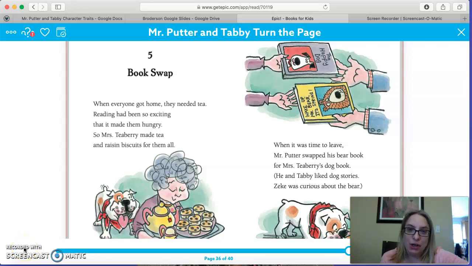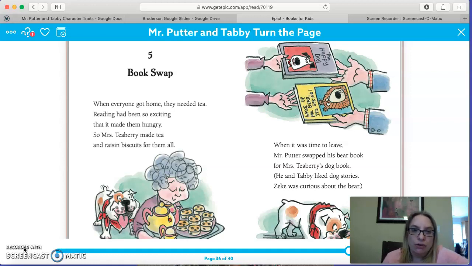Happy Friday, second grade. Today we are going to finish Mr. Putter and Tabby Turn the Page. You have been reading this all week with Mrs. Spinato and Mrs. Retz. And as you read, Mrs. Spinato and Mrs. Retz had you collect some information about the characters in the book. You thought about their character traits, you thought about how they were different and how they were similar to each other.